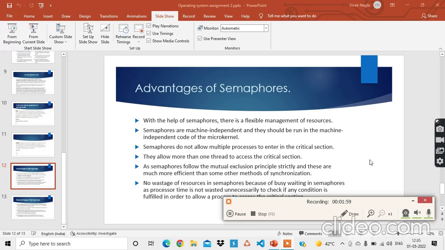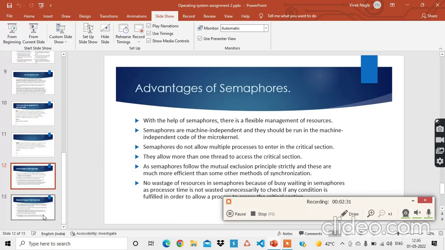There is no wastage of resources in the semaphore because of busy waiting in a semaphore, as processor time is not wasted unnecessarily to check any conditions. Means there is no wastage of resources using semaphores because semaphores use threads. And we know that in multiprogramming, multitasking processors, threads are used to allocate the CPU and resources to the processor.